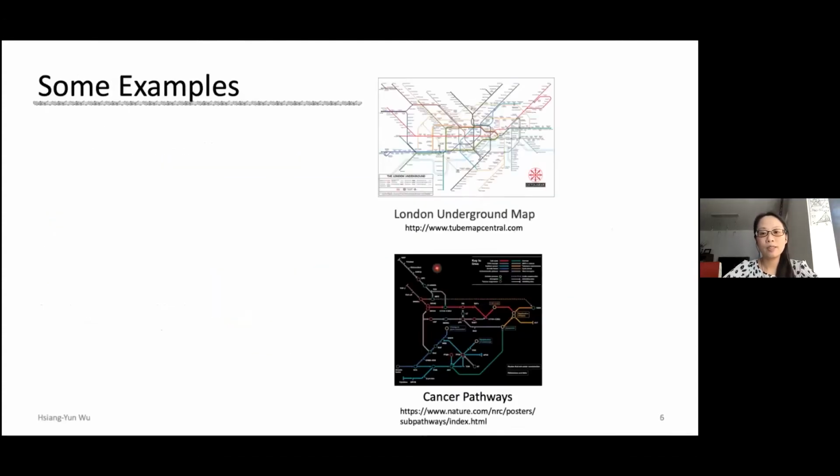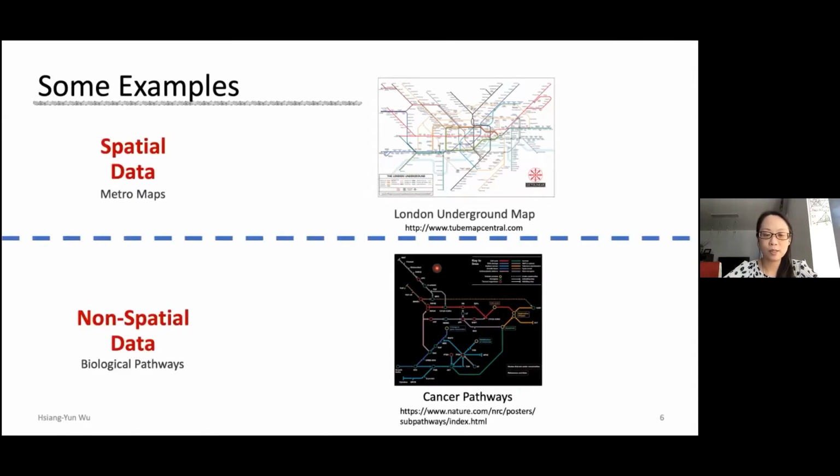So practically, graph visualization can be categorized into two categories. One is with spatial data, such as metro map, as I showed before. Another one is non-spatial data, such as biological pathway. And you can see here on the left bottom corner is a cancer pathway representation using subway style.